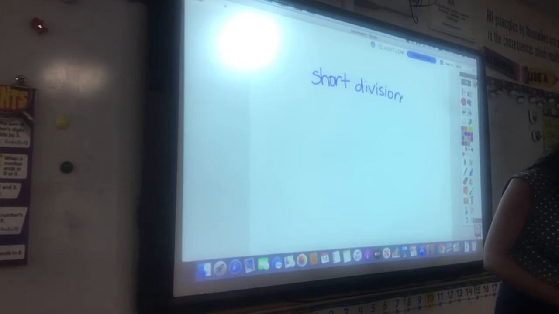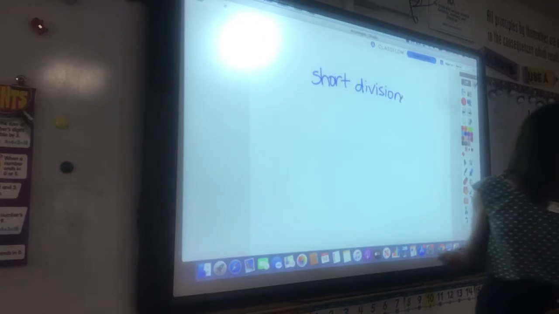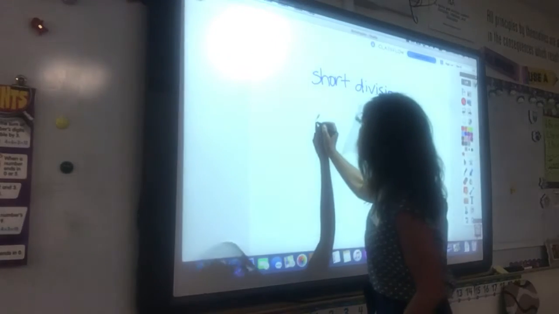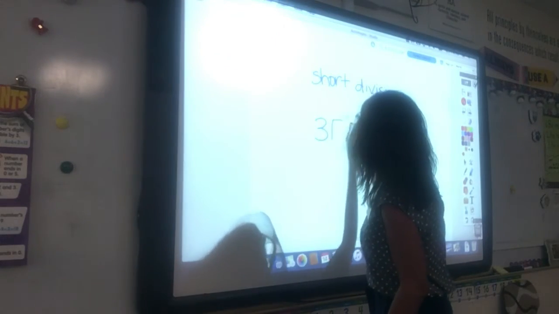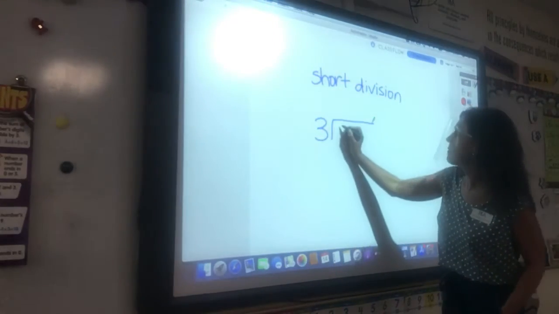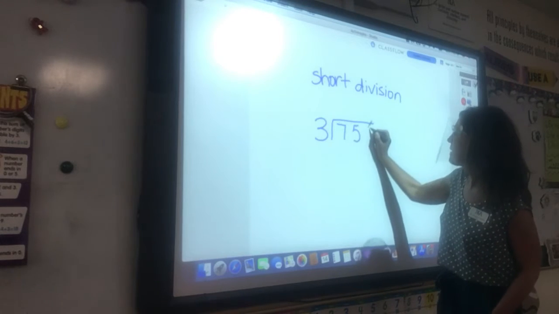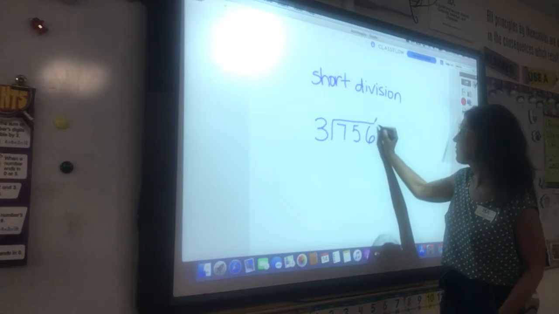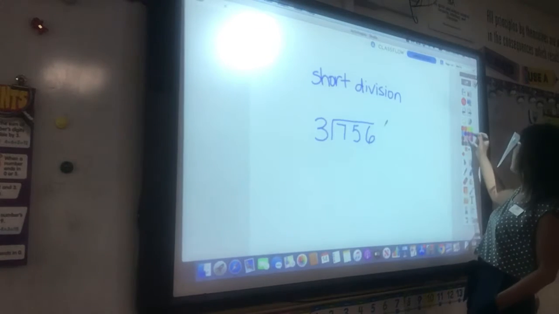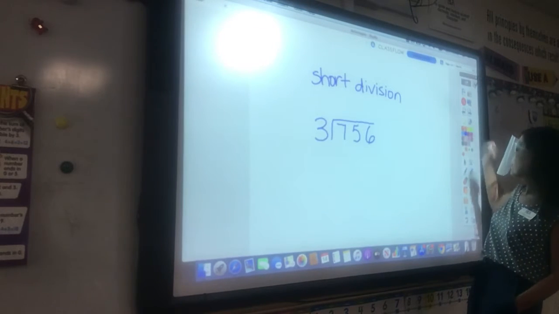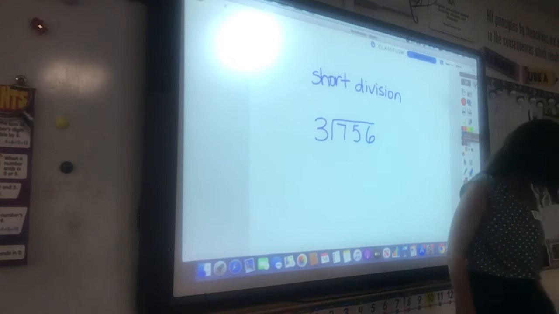Okay, let's put this as our first example. We're going to put 3 and 2, and if you'll notice how I'm spacing out, I'm putting 756, but I'm spacing them out a little bit. There's a reason for that. So space your 756 out like that. Okay, space it out underneath there.